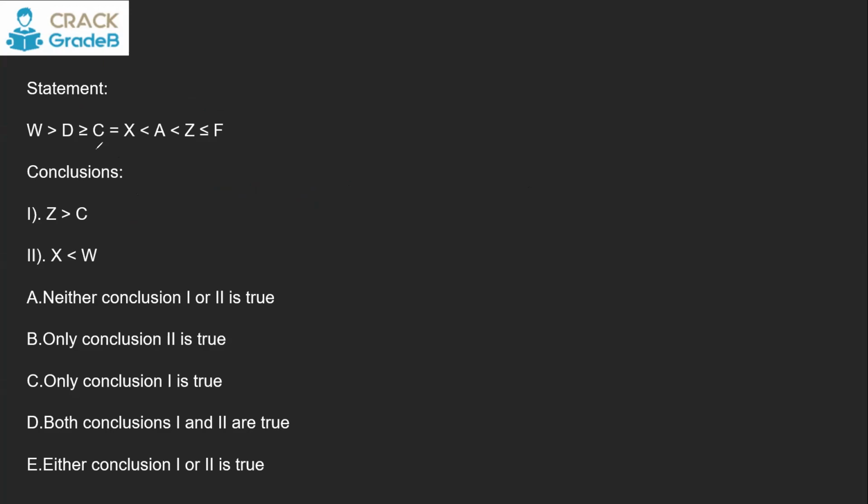Z is greater than C. So Z and C here. Definitely Z will be greater than C. X and W. There is X here and there is W here. So W will be greater than X. That is correct. So both are true.